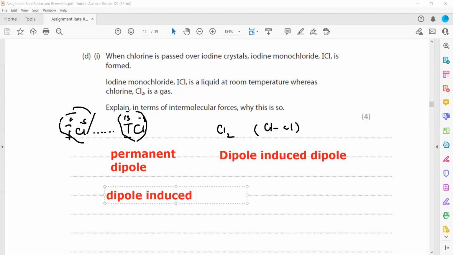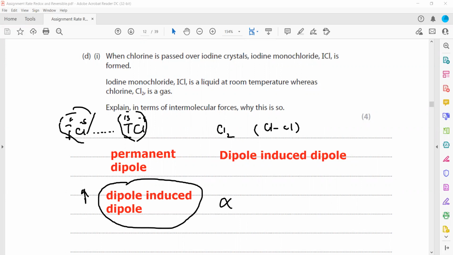Dipole induced dipole is always there, but as the number of electrons increases, the dipole induced dipole force will also increase. So there are two types of forces, permanent dipole and dipole induced dipole, whereas chlorine has only dipole induced dipole. And dipole induced dipole force, or London dispersion force, increases as the number of electrons increases. If we have more electrons, we'll have a stronger dipole induced dipole force.